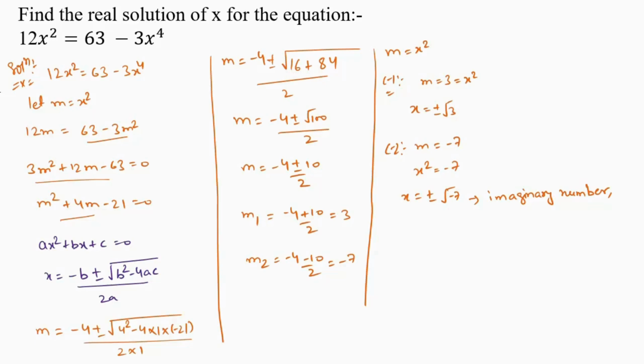Hence, no real solution is possible in this case. So we have only the two values of x, that is plus root 3 and minus root 3, that are possible.